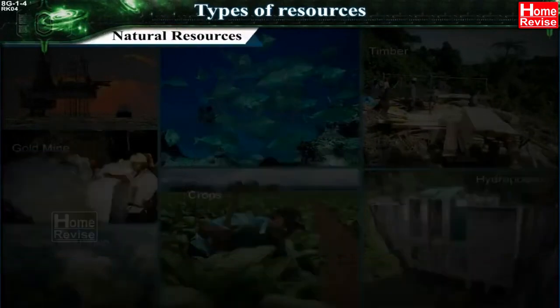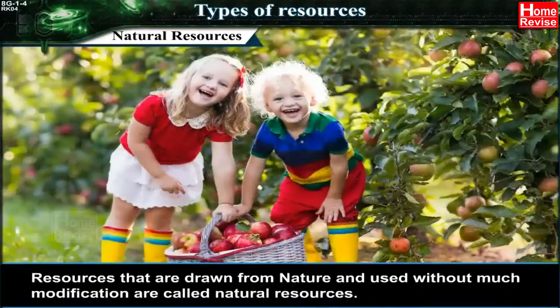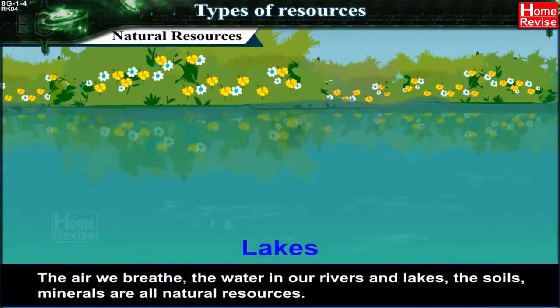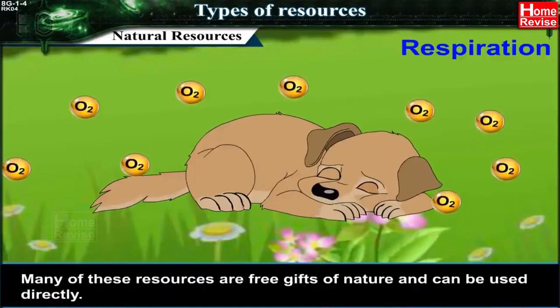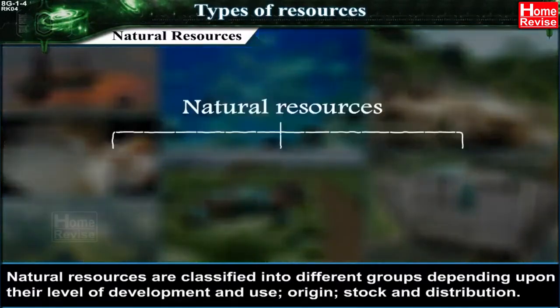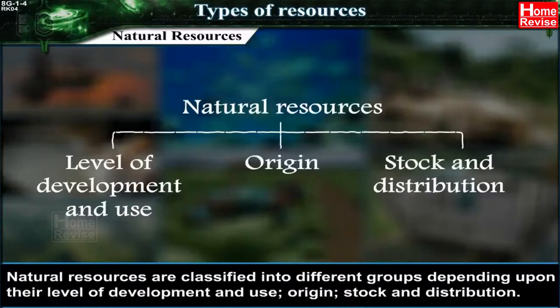So let's first have a look at natural resources. Resources that are drawn from nature and used without much modification are called natural resources. Like the air we breathe, the water in our rivers and lakes, the soils, minerals are all natural resources. Many of these resources are free gifts of nature and can be used directly. In some cases, tools and technology may be needed to use a natural resource in the best possible way. Natural resources are classified into different groups depending upon their level of development and use, origin, stock, and distribution.